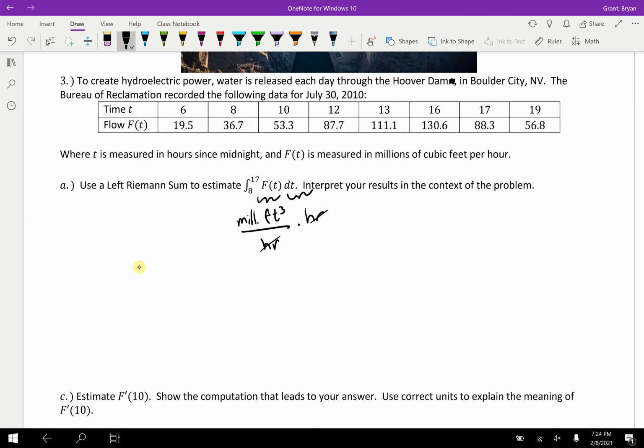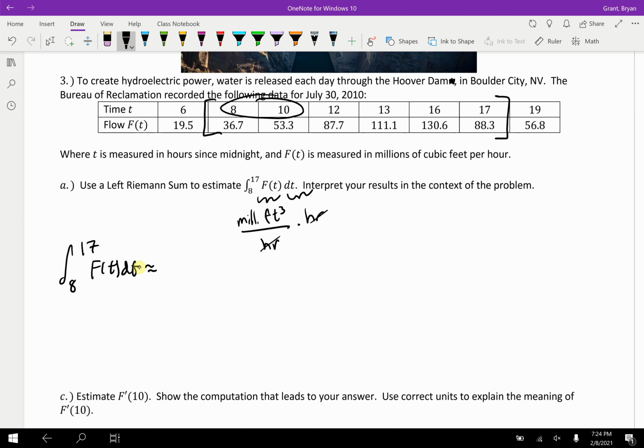Start with the integral. We are approximating from 8 to 17, capital F of t dt. And notice we're just going from 8 to 17 here. That could throw some people off. They might include 6 and 19. And let's look for our bases. I don't think they're all the same here.